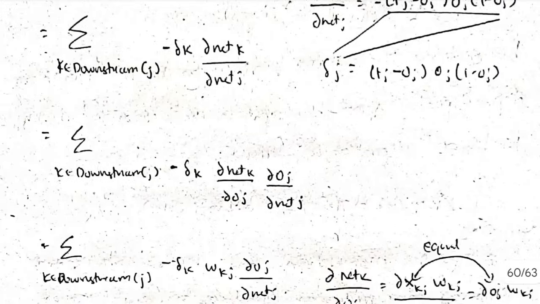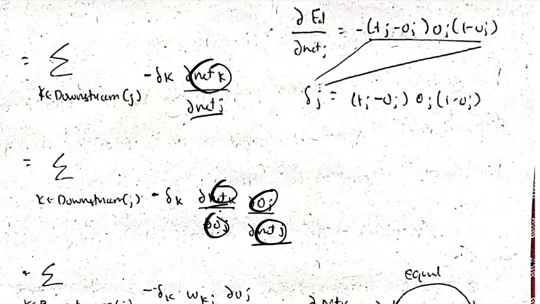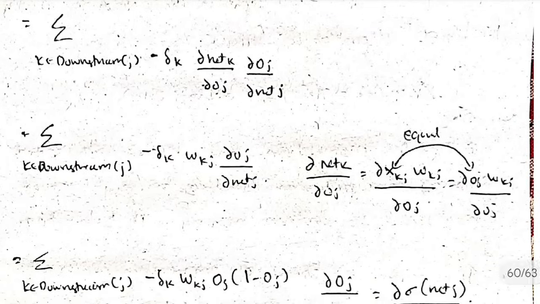Now how to do that substitution? This substitution is made based on this one. The ∂net_j will be split here by using the chain rule: ∂net_k/∂o_j, ∂o_j/∂net_j, because k is dependent upon the output of j. That's why I'm writing it in this way. So this particular thing, I can write it as w_kj. How can I write it as w_kj?